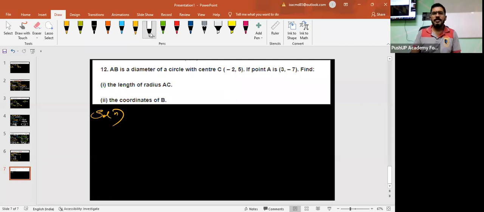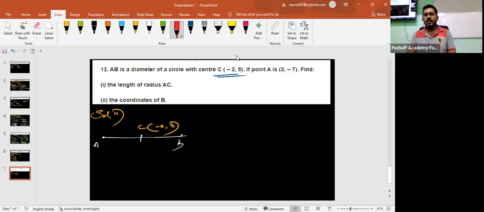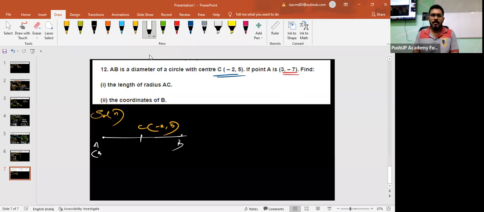AB is what, children? It is the diameter. Let me connect A to B. They have given you the coordinates of the center of the diameter. How much is it? Minus 2 comma 5. I will plot here. This is your point C, whose coordinates are minus 2 comma 5. Point A's coordinates are already given to you. How much is it? 3 comma minus 7. But you have no idea about the coordinates of point B, isn't it?